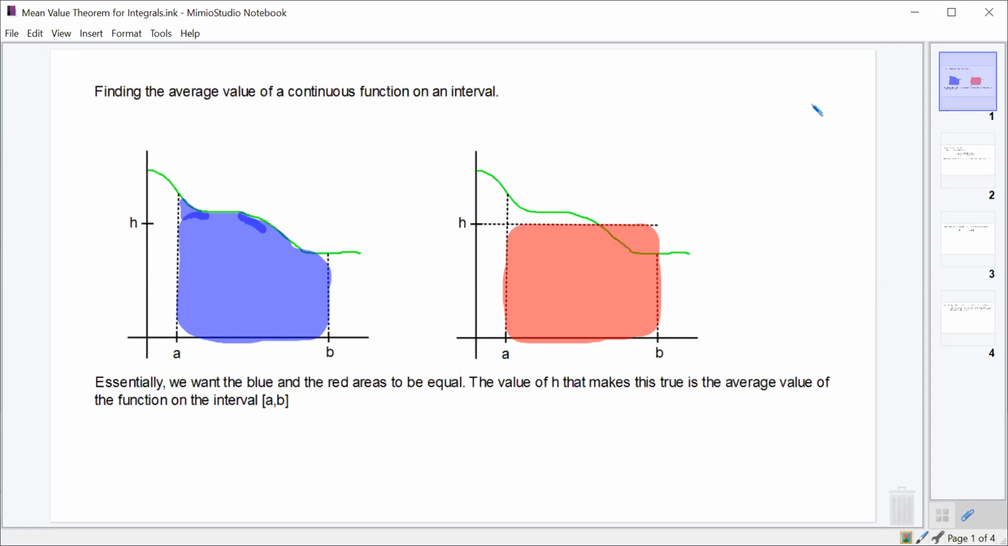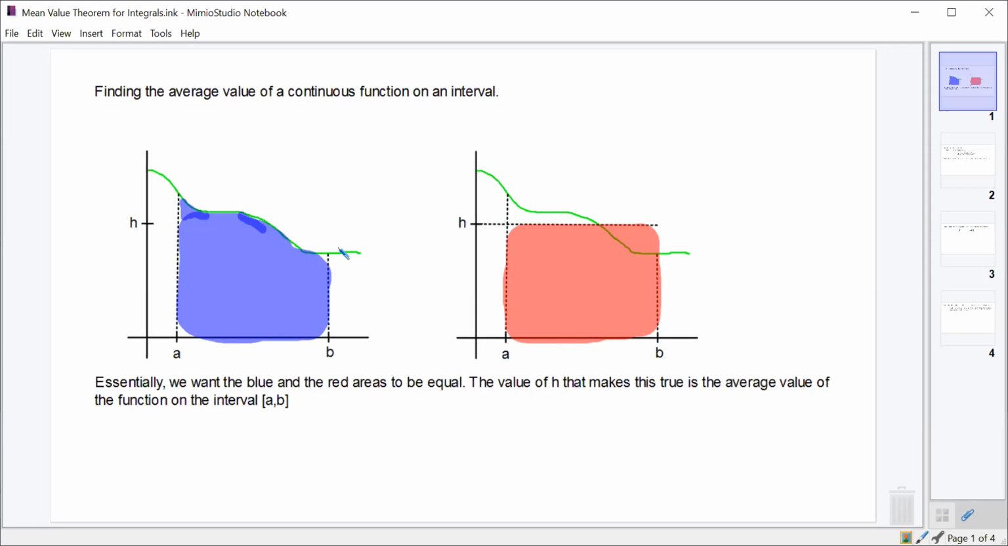So we define the average value of a continuous function as some value, we usually call it h, but you can use any letter to represent it, such that if I were to take a rectangle with a width of b minus a and a height of h and find its area, this area of the rectangle, b minus a times h, would be equal to the exact area underneath the continuous function that I'm looking at from a to b. And that's how we define the average value of a continuous function.